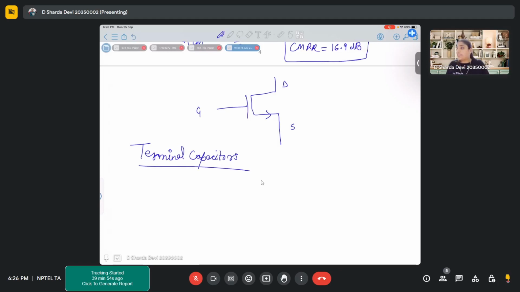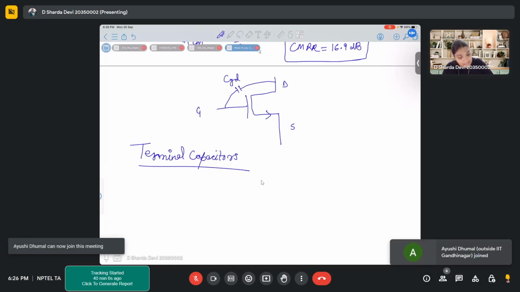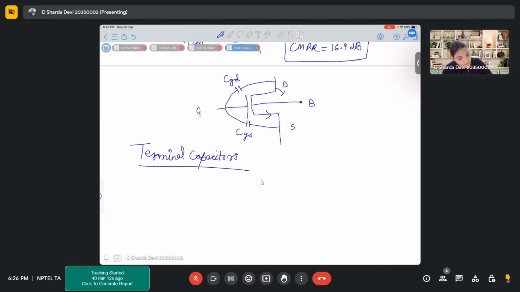Yes, what are the terminal capacitors that we have, which we name in terms of terminals? CGD, CGS, let's say there is a body terminal also, CDB, CSB, correct? Now depending on the condition of source and body, we might or might not have CSB.